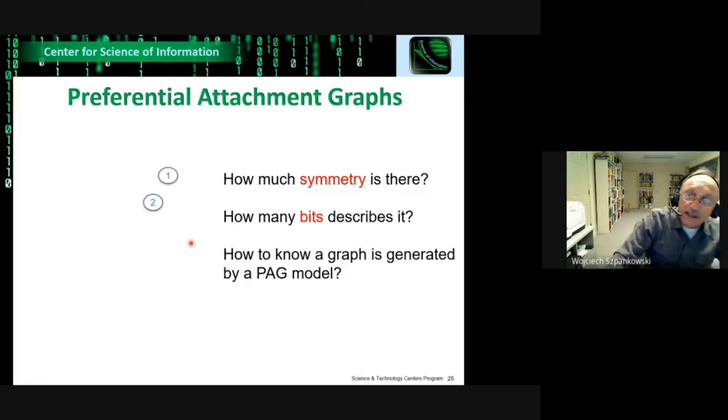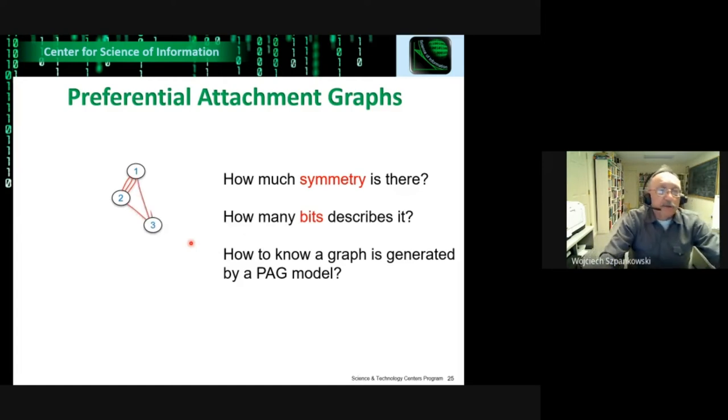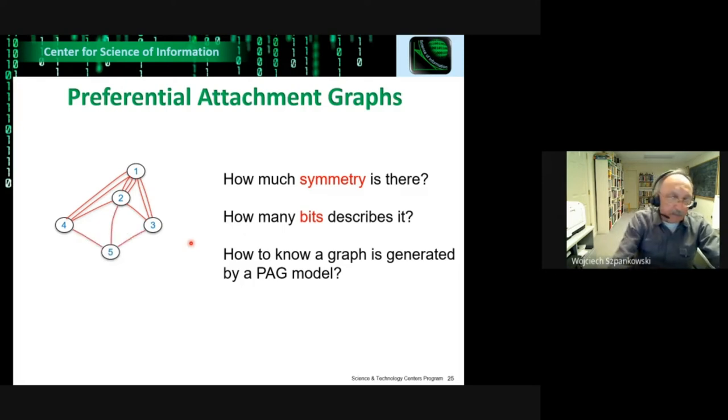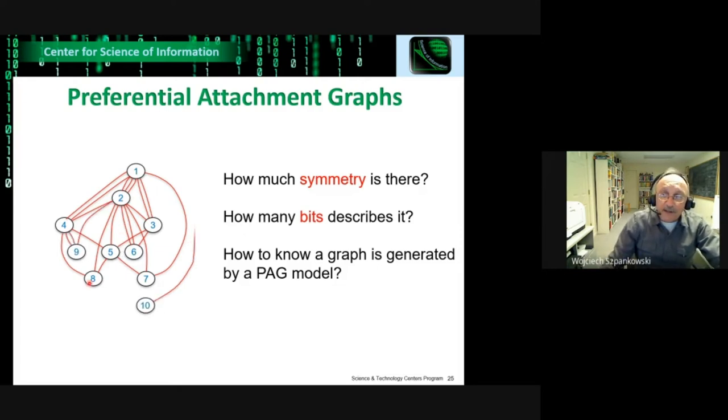Let's go to the preferential attachment graph that I already described to you. Every arriving node establishes m connections. m might be deterministic, as I will use, but in general it might not be. The question is how much symmetry such a graph has, how many bits to describe it. And the most interesting question, which I will not address today, is how do I know that a graph is actually generated by preferential attachment? I will mention at the end that this is a very interesting open question.